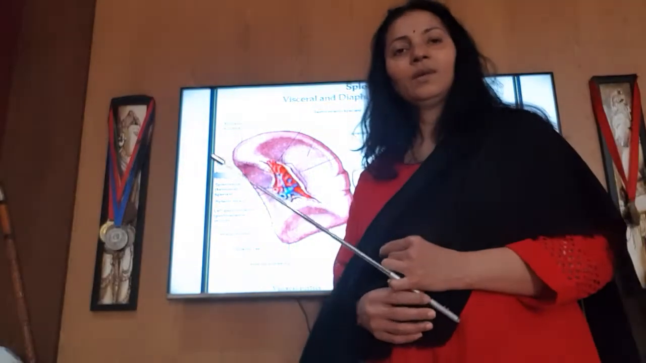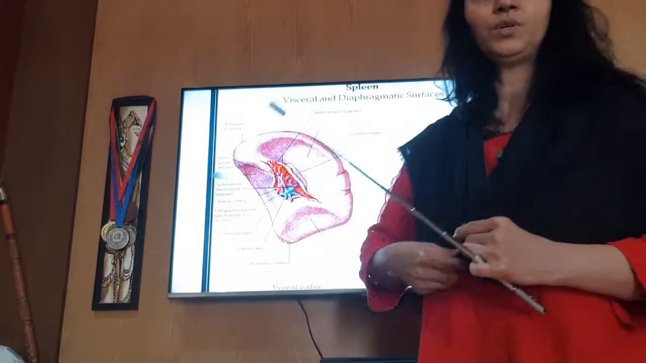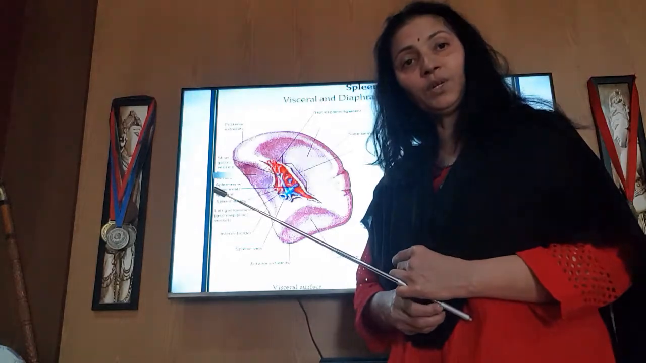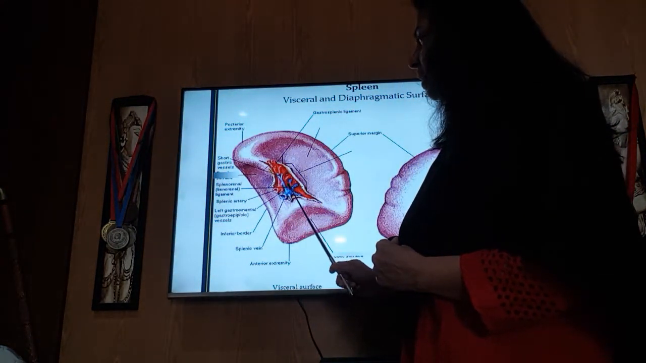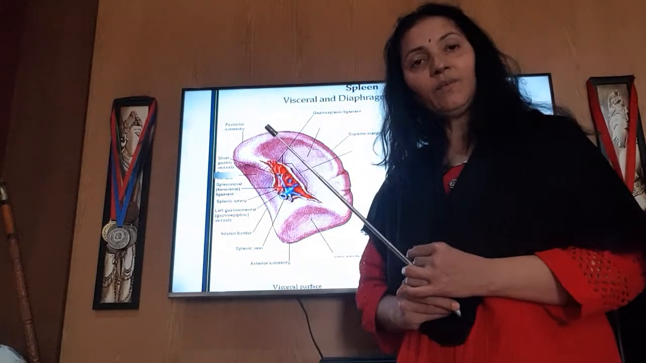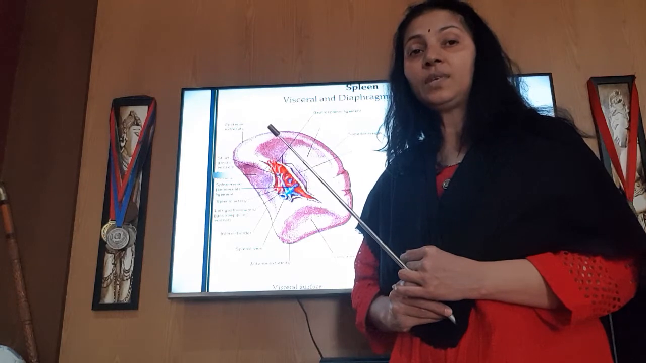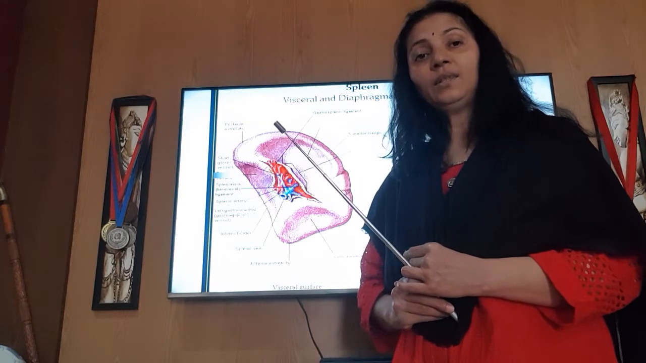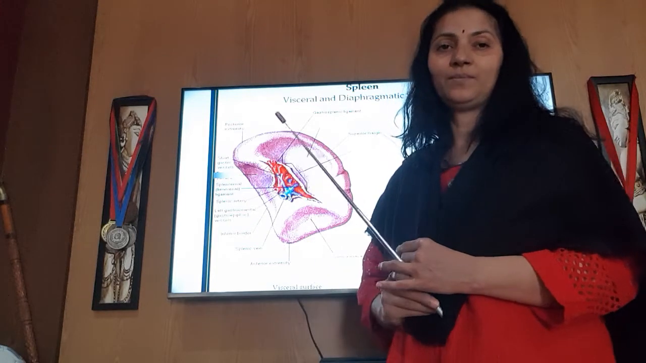Another is rupture of spleen. Spleen may rupture also because of injury, any blunt injury or sharp injury, it can get ruptured. And since it is highly vascular, see how large the splenic artery is, it will cause a severe hemorrhage. And in that condition, we may have to even remove the spleen.